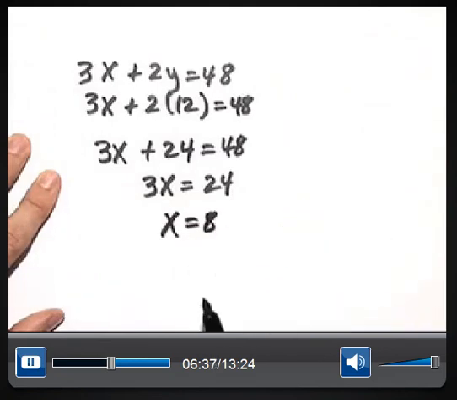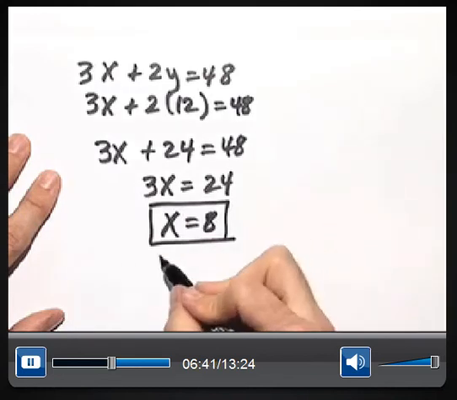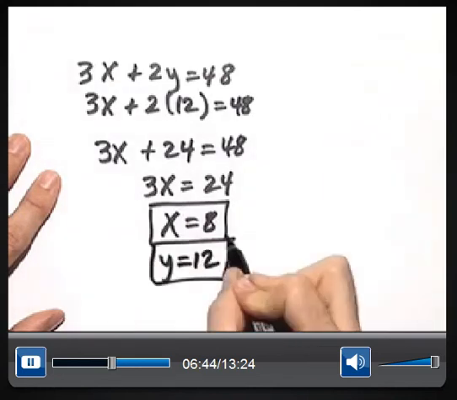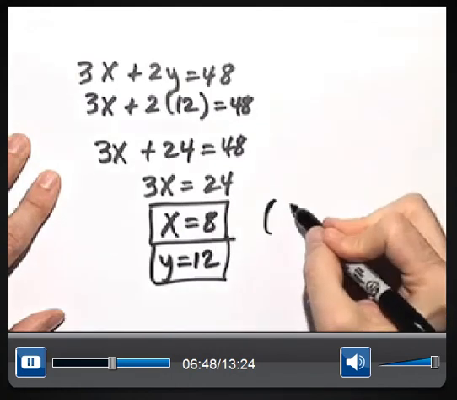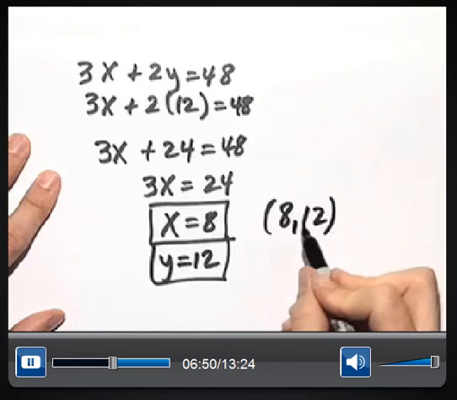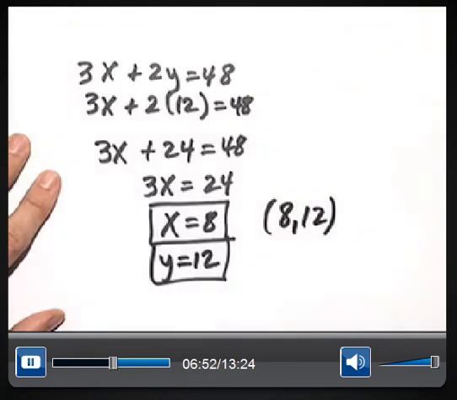But again, this itself is not the answer either. It's only part of the answer. If you remember before, we found that y was equal to 12. So there's our answer. And better yet, you can express this as a point. It's the point (8, 12). And again, this would indicate the point where the two lines intersect.